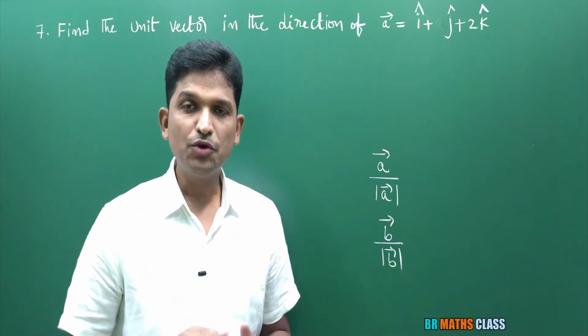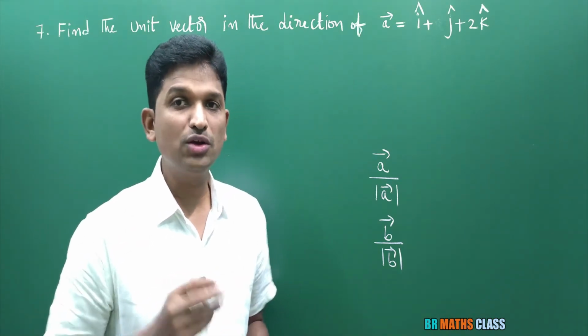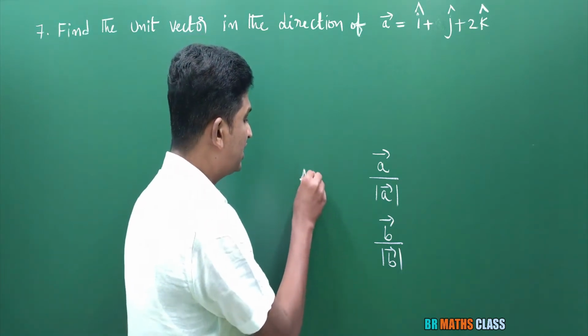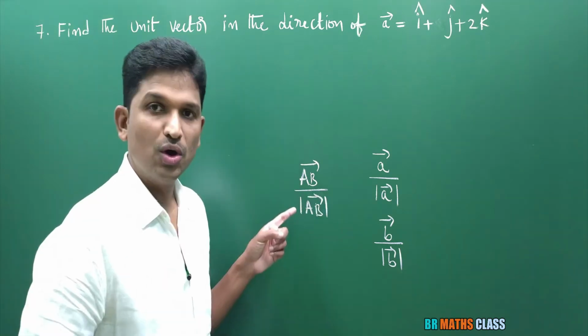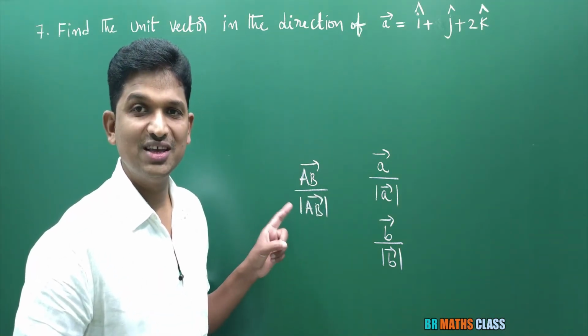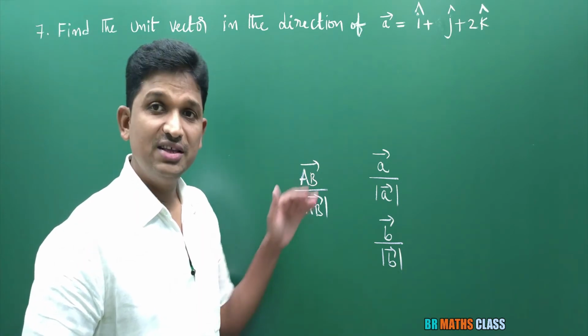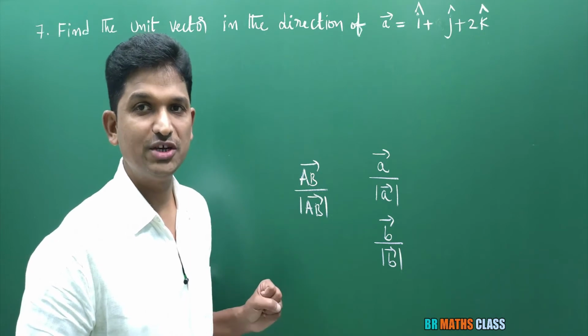In case you want to find the unit vector in the direction of AB bar, what to calculate? You need to calculate AB bar divided by magnitude of AB bar. What is this AB bar divided by magnitude of AB bar? It is a unit vector in the direction of AB bar. This is the point we learned while learning the definition of unit vector.